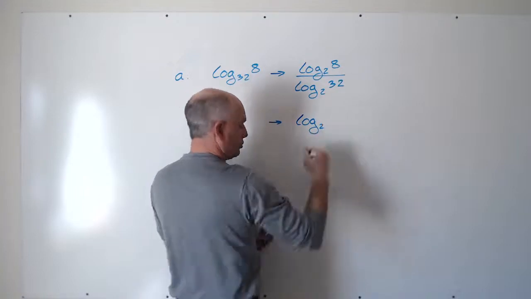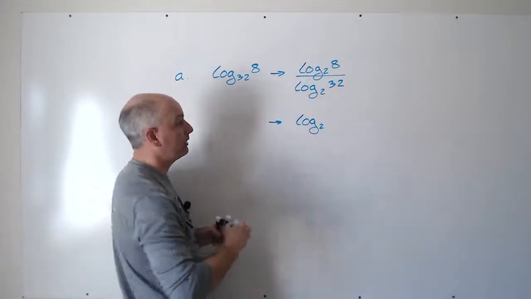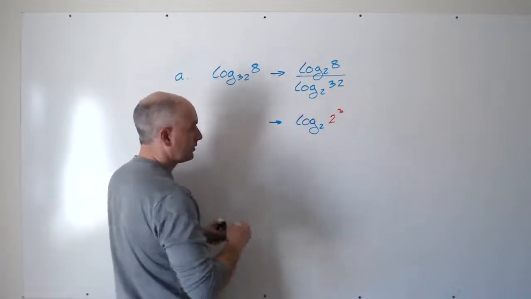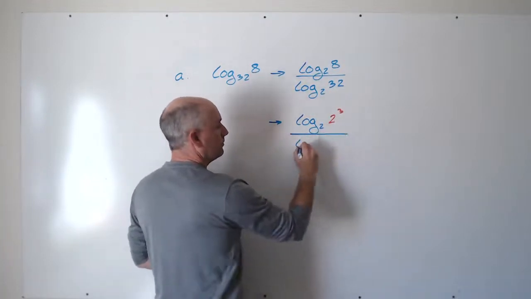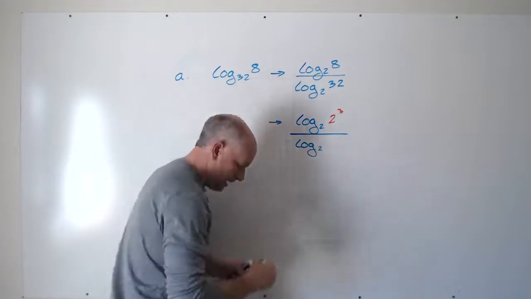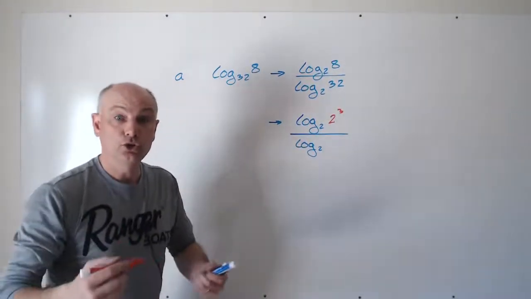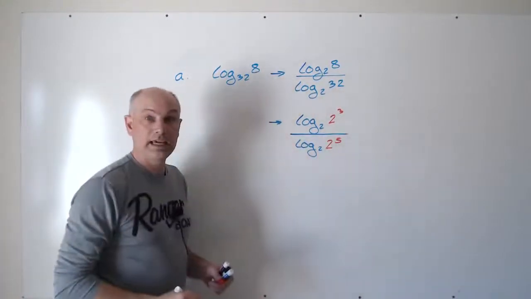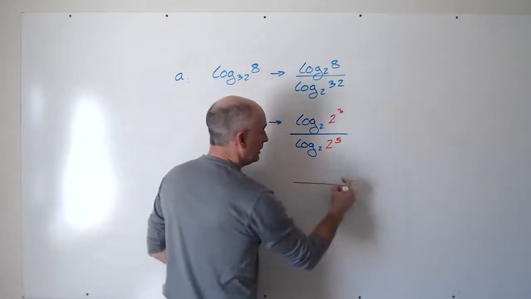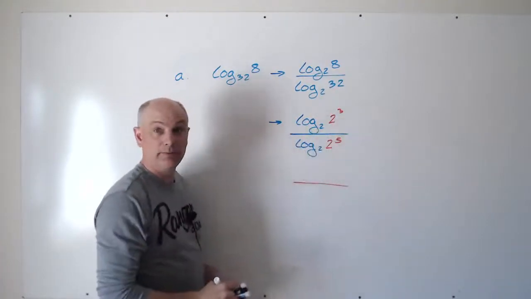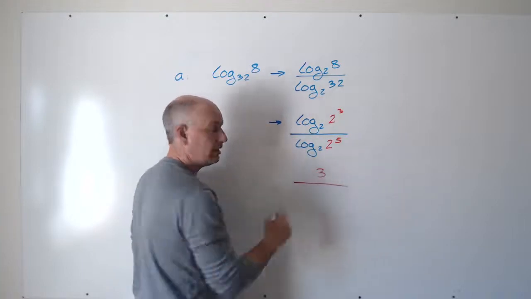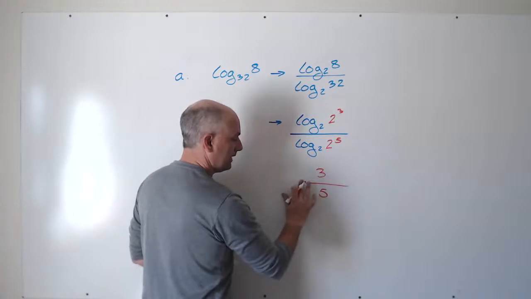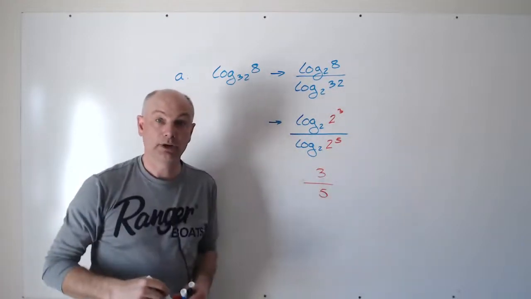I can write 8 as 2 to the 3rd power. 32 I can write as 2 to the 5th power. So again, what happens here, log base 2 of 2 to the 3rd power, power property, lets me say 3. Log base 2 of 2 to the 5th will be just 5, and that'll be our result.